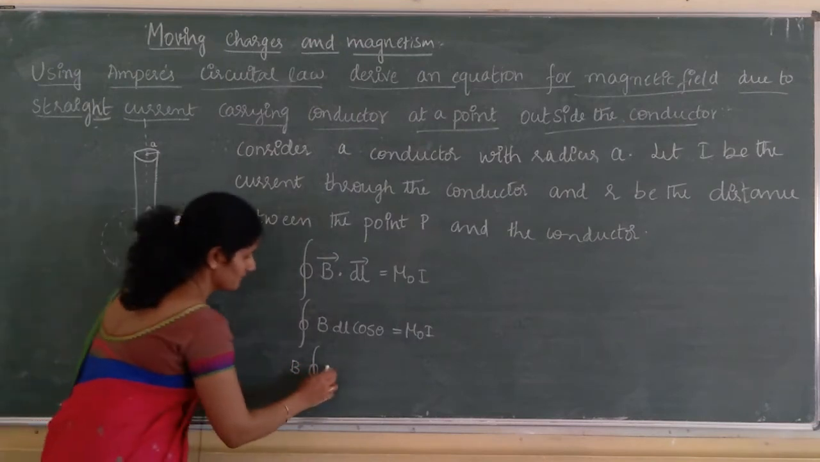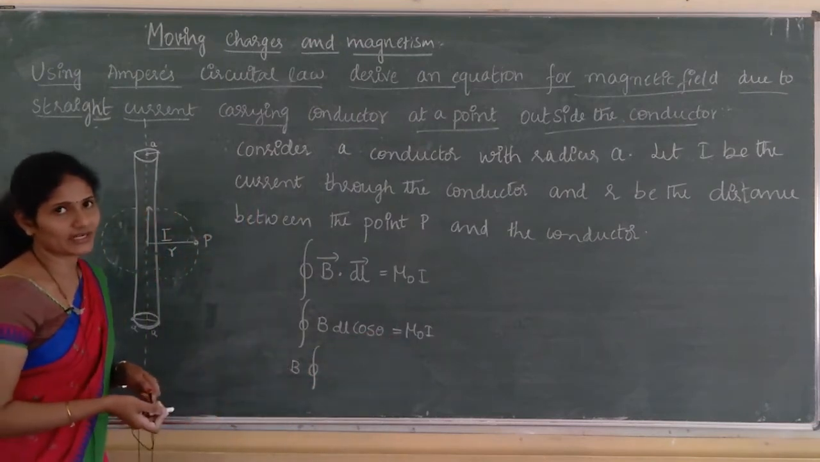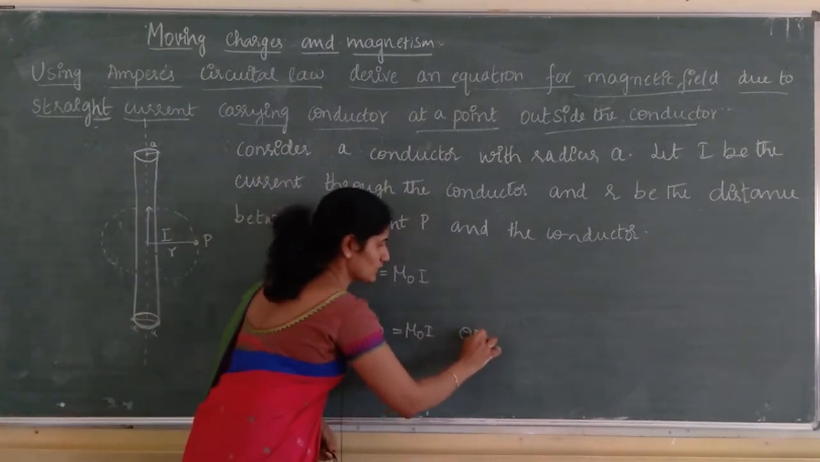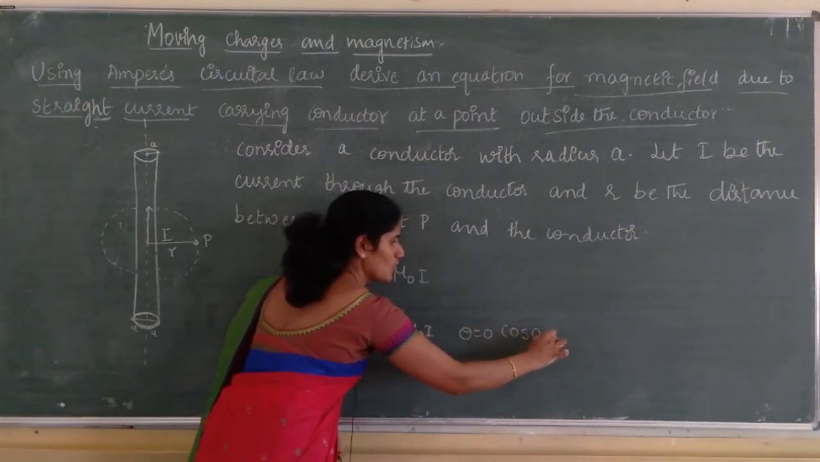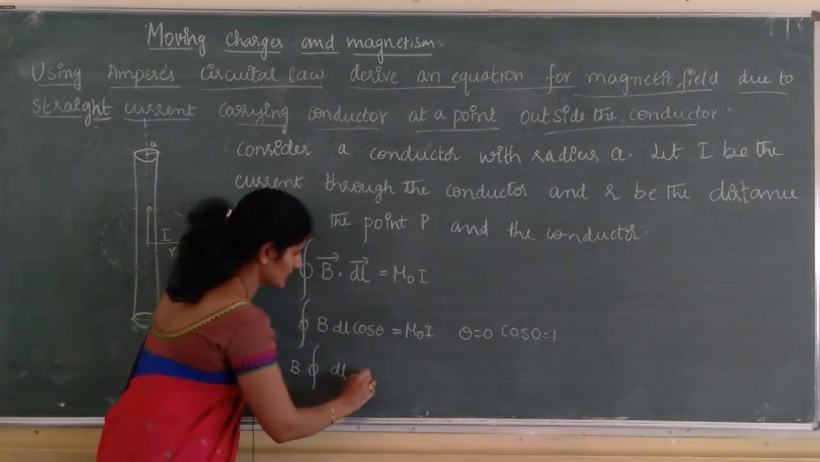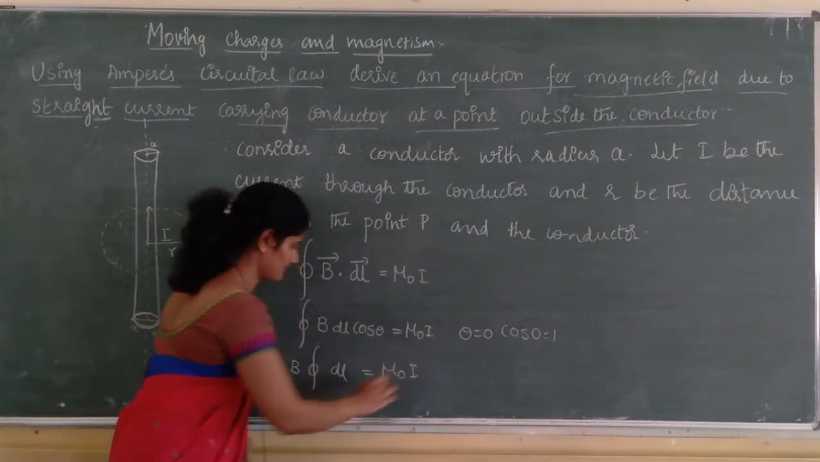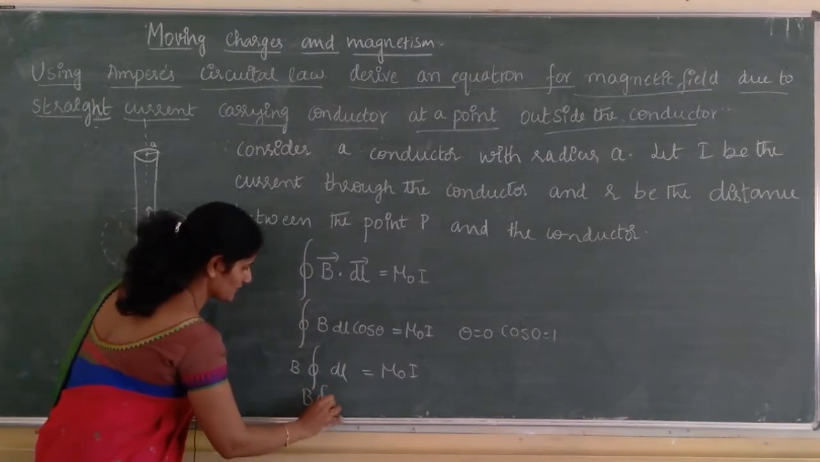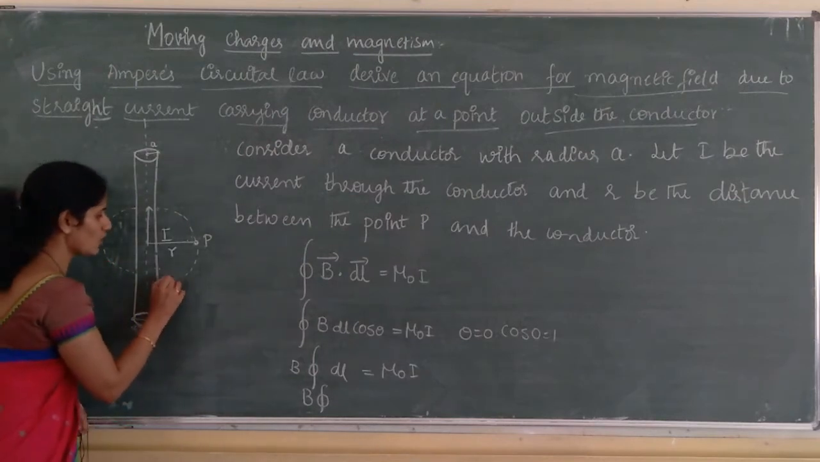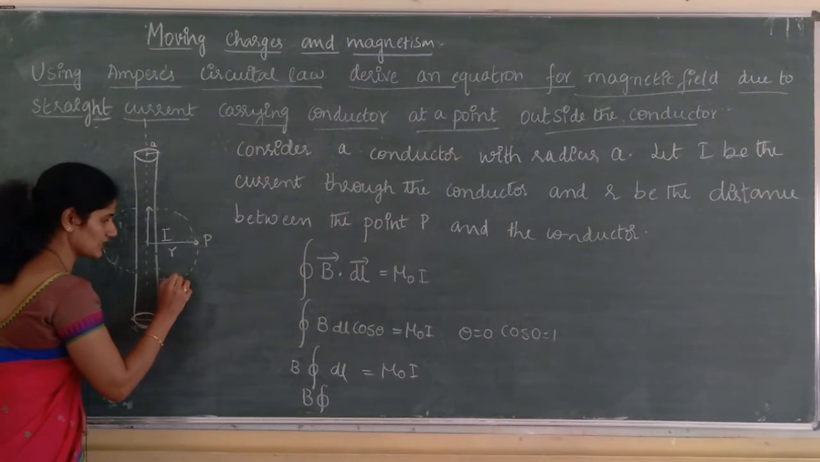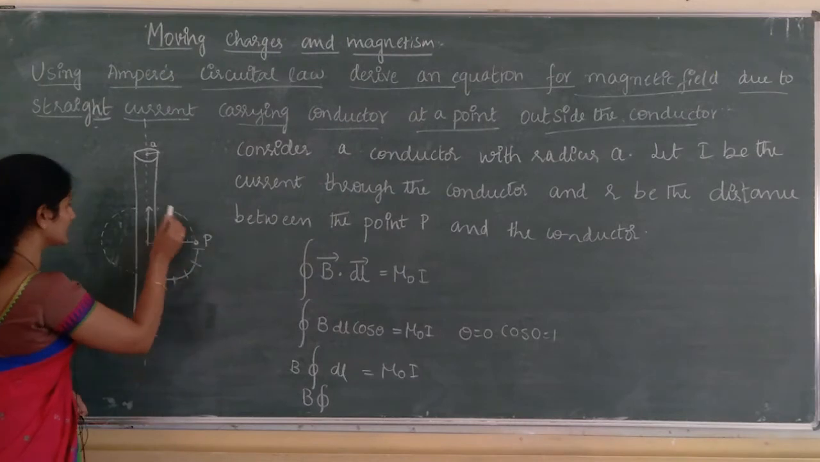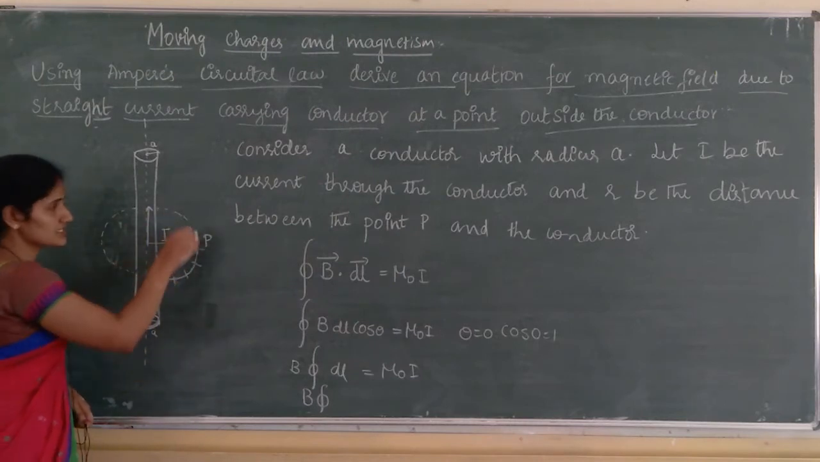So, theta is 0, the angle between the B vector and the dl vector is 0. So, cos 0 is equal to 1, and the remaining is the closed line integral of dl, which is equal to mu naught into I. So, B into the closed line integral of dl. dl is the small line element. So, this is dl, this is also dl, this is also dl.